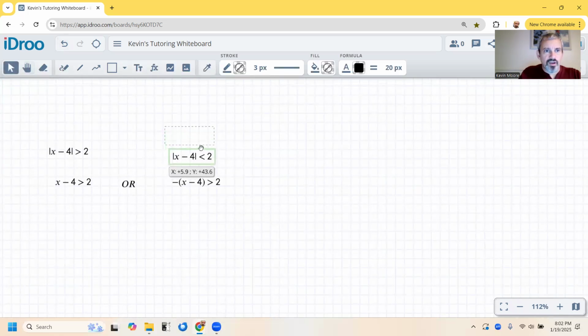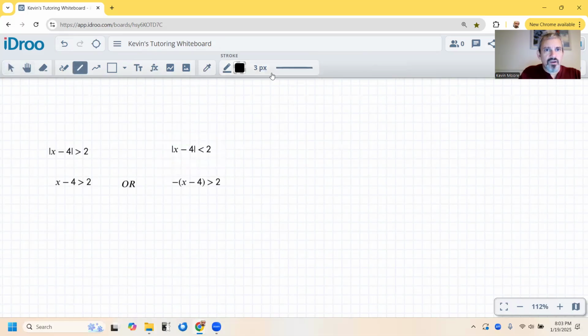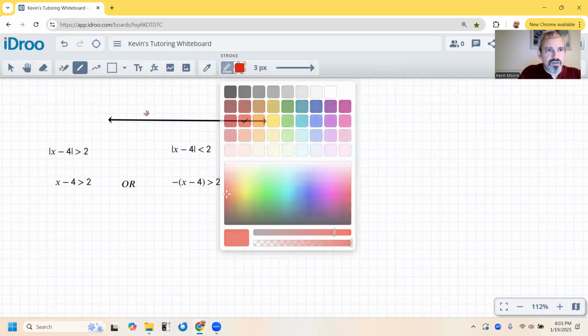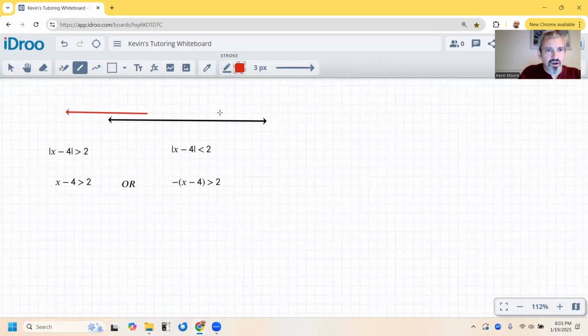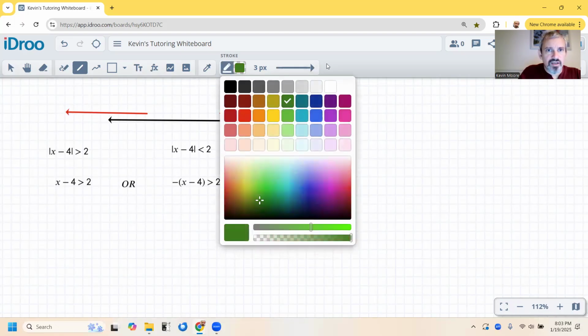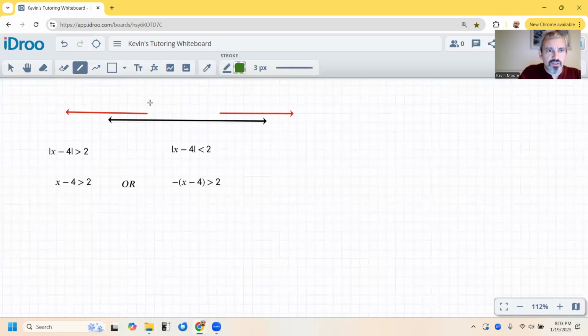I'm going to draw that out on a number line here. Let's get a number line. Here's our number line. The one in red would be the one on the left, from here down, and from here up. The one in green would be the one on the right, and this would just be between two values. In this case, that's this one, and this other one here is the red one.